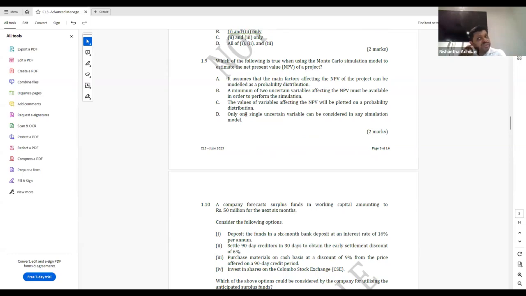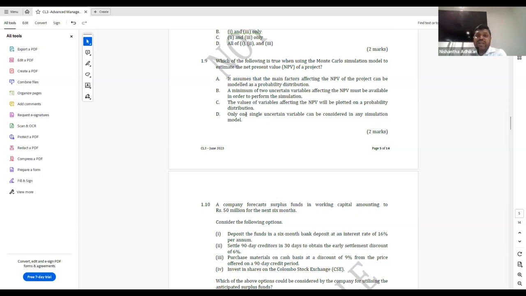In the Monte Carlo simulation model, we will assume a normal distribution. We will plot the project variables or project factors which affect the project NPV onto a normal distribution, right? Based on that, you will calculate the probability.